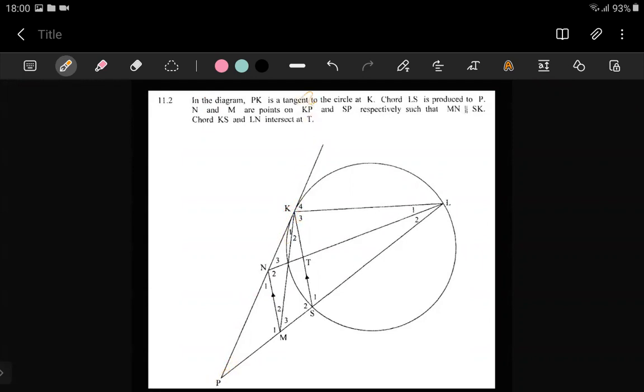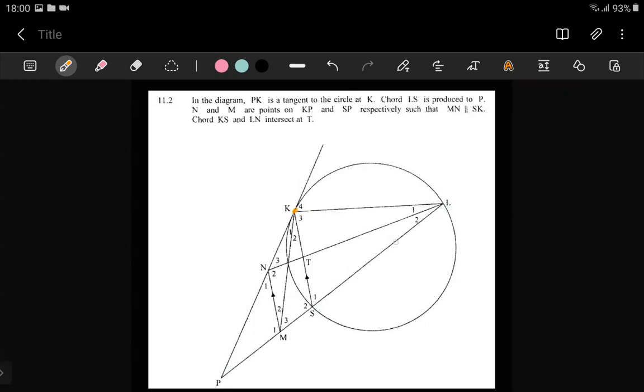PK is a tangent at K. So this is a tangent, right? Now, it then says here chord LS. The reason why LS is a chord is because it doesn't matter if L goes all the way to P. L ending at S here is a chord because it's a line directly from the one point all the way to the other point.